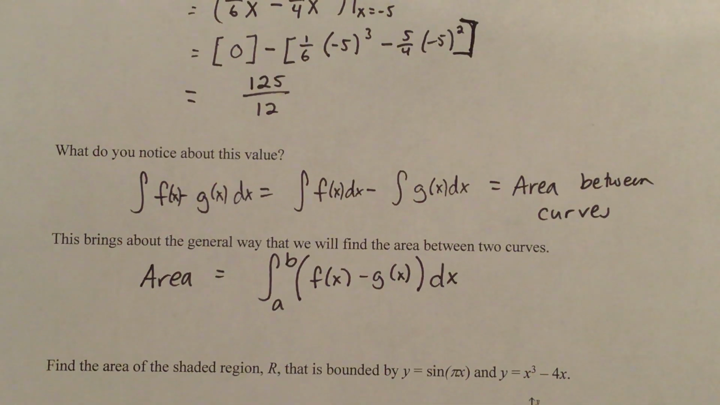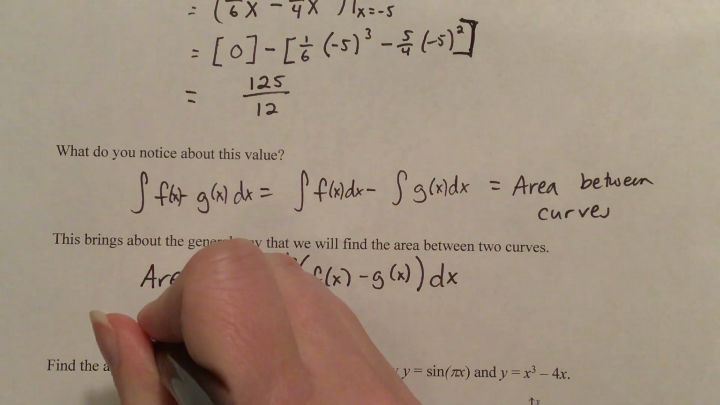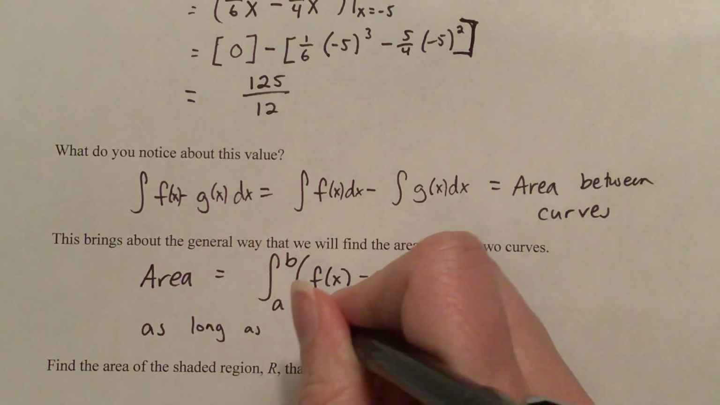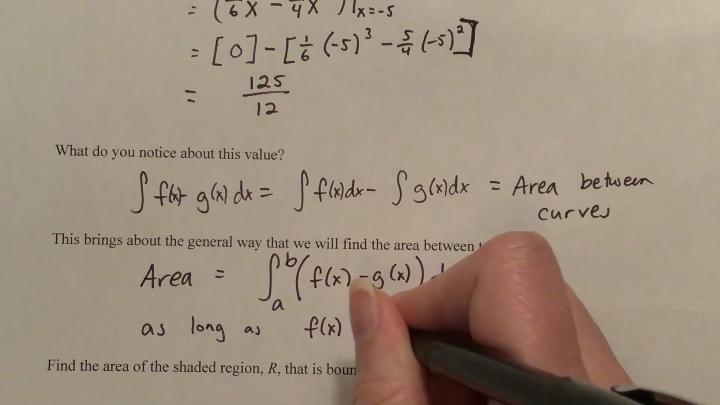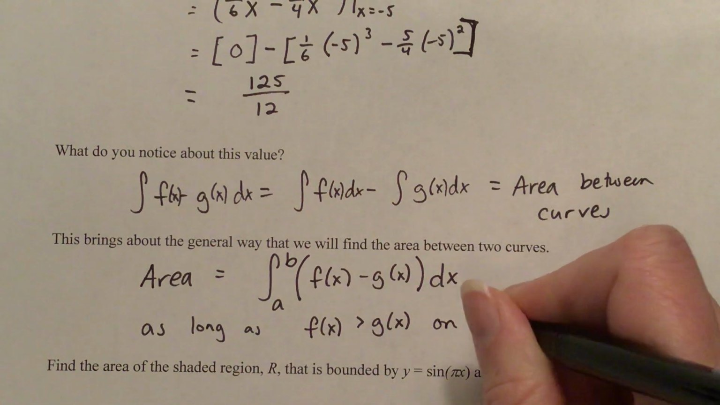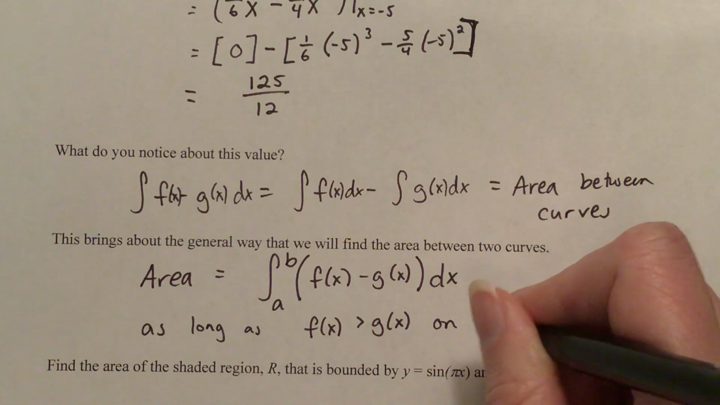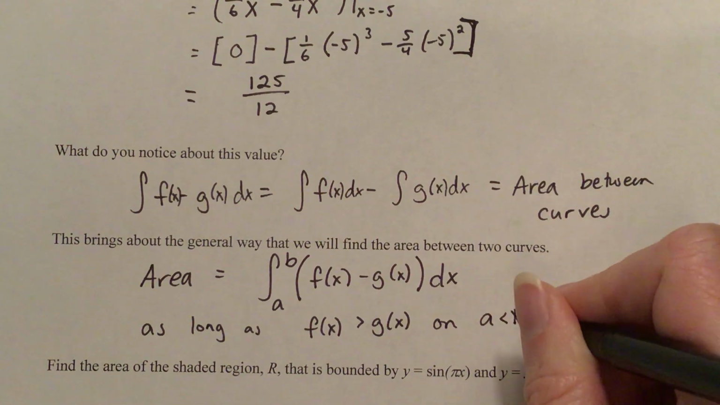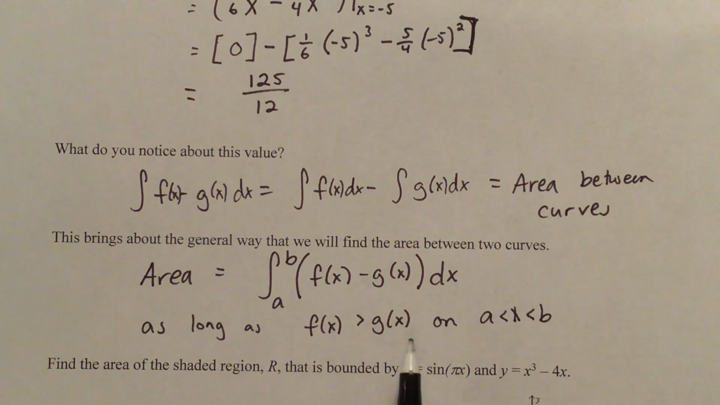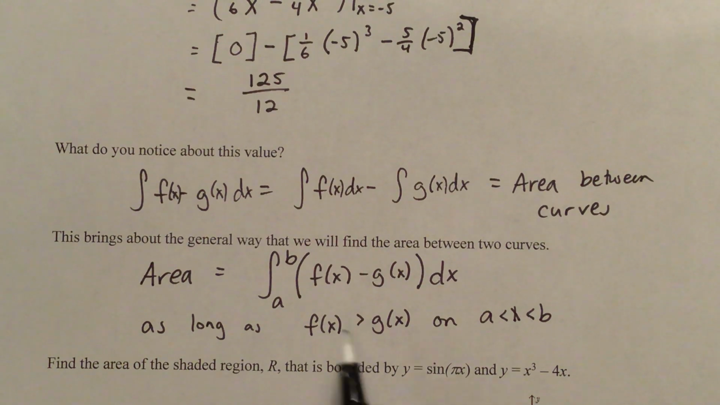provided that f of x is greater than g of x on the interval from a to b. So f has to be greater than g on a to b. f can be equal to g at the endpoints, though.